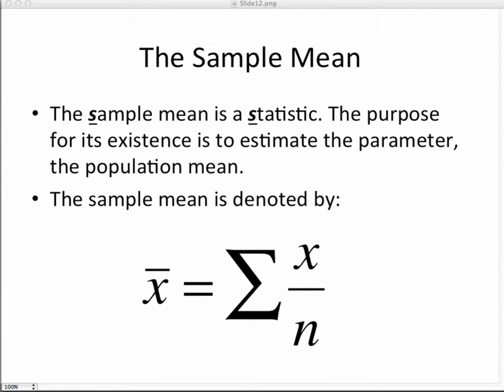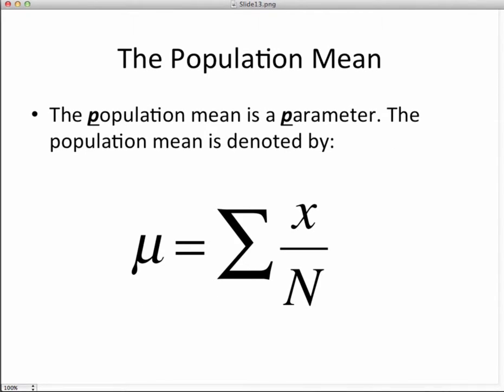Well, contrast that to the population mean, which is given by mu. Now, what's the difference in the calculating formula between the sample mean and the population mean? Well, it's a relatively small change: we changed from little n to cap N. And if you recall from the previous discussion, cap N is what? Well, that is the population size, okay?